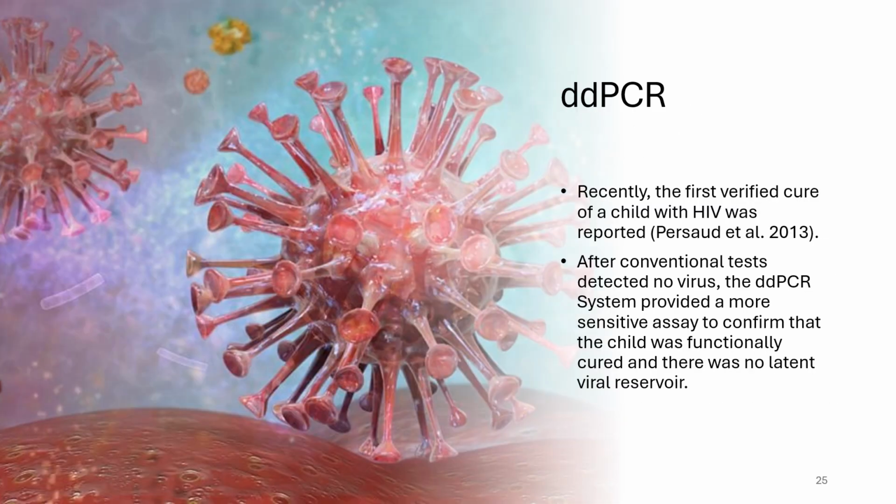Recently, the first verified cure of a child with HIV was reported. After conventional tests detected no virus, the ddPCR system provided a more sensitive assay to confirm that the child was functionally cured and there was no latent viral reservoir.